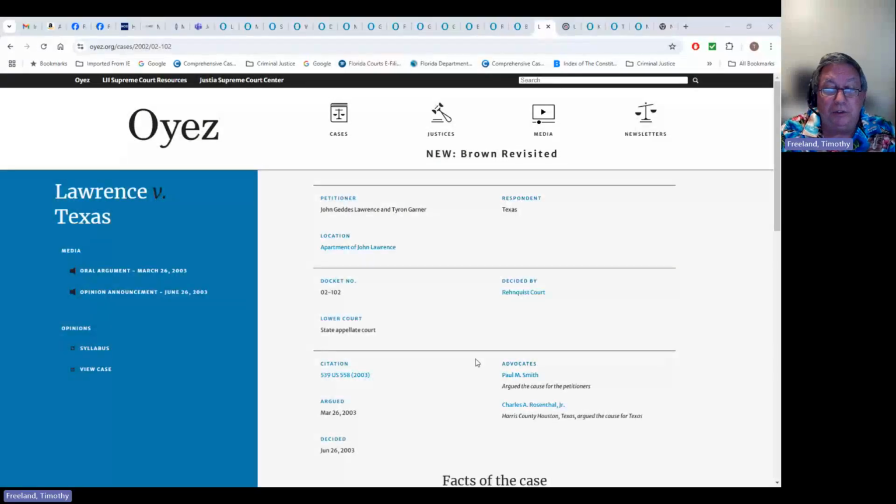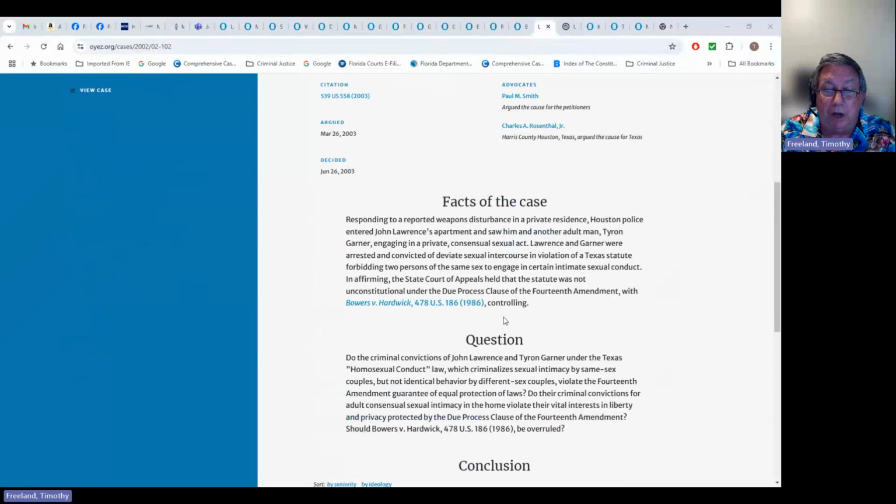That did not remain the law, however. Some years later, in 2003, the U.S. Supreme Court revisited the same issue in Lawrence versus Texas. And in Lawrence versus Texas, they finally got it right. I mean, it's under an equal protection argument. If married couples can engage in it, why can't individuals, same-sex couples?